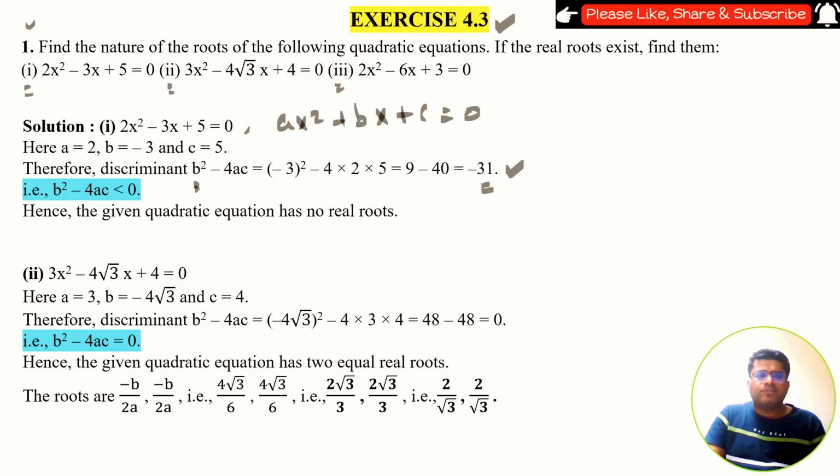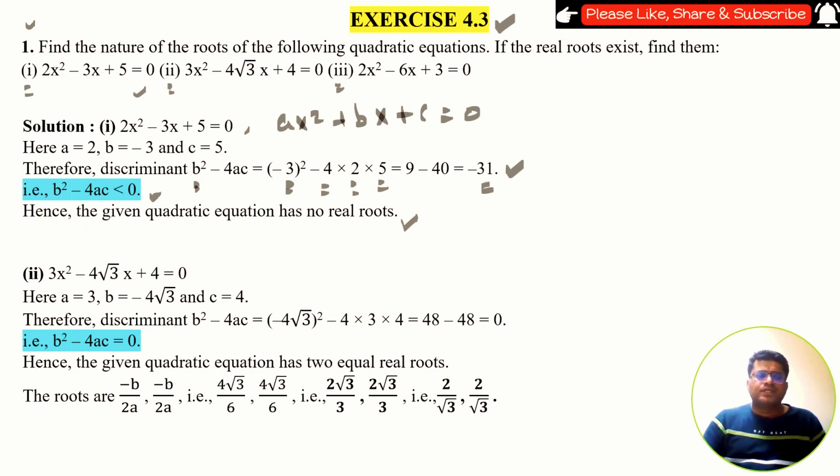This comes to minus 31. b square means minus 3 square, minus 4 from the formula, a from the given equation is 2, and c is equal to 5. Total, what is the value coming? Minus 31. The value of the discriminant is less than 0. In case of less than 0, what conclusion do we find? We find the conclusion that in this case there are no real roots. It means this given equation has no real roots.